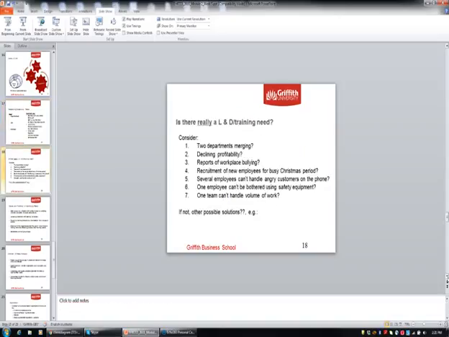And just as some questions, is it really a learning and development training need? Two departments merging, would that be a need for training and development? Quite often it could be, to learn about how the other department actually operates, what are the things that are important to it, how are you going to mutually carry out tasks. Declining profitability, again, has to be investigated. Is profitability declining because of some HRD issue, or is it simply because markets are changing or whatever? Are there other issues? Marketing needs to be addressed, for example.